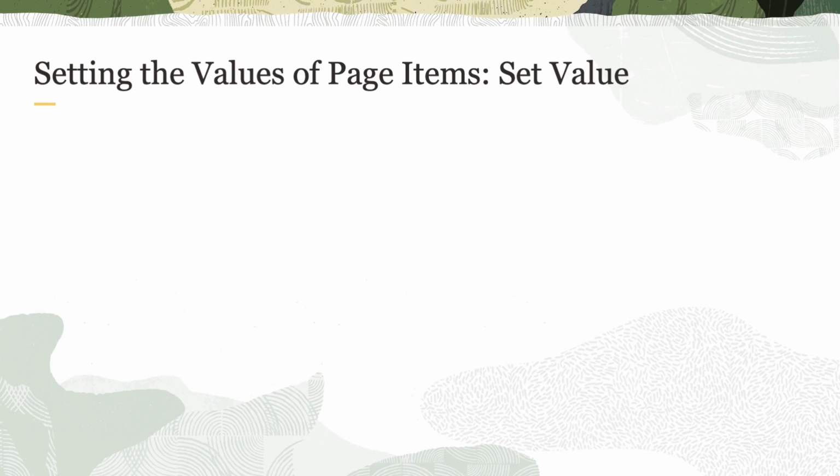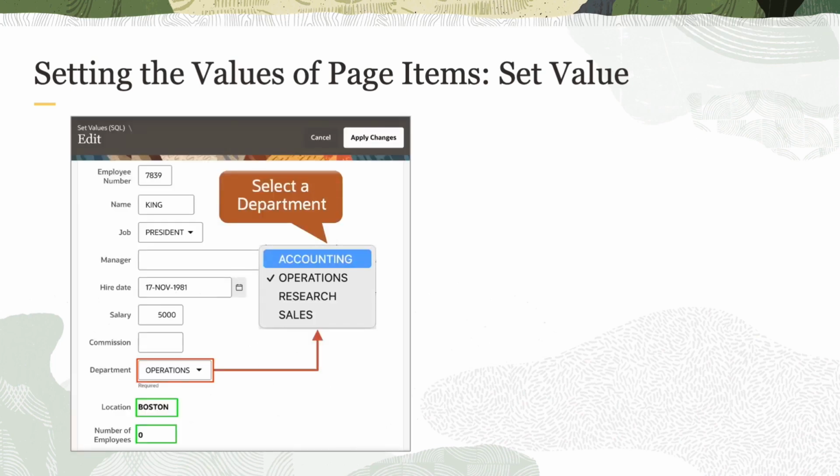The screen shows an example of using a dynamic action called get department information. This fires whenever the department page item changes and invokes an AJAX call that retrieves the location and number of employees information for that selected department from the database. It uses one native action, set value, with a set type of SQL statement.